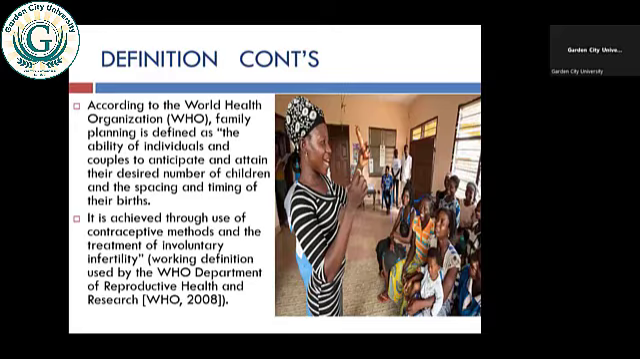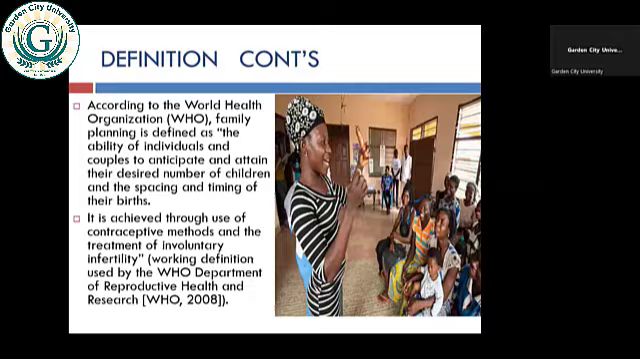According to the World Health Organization, family planning is defined as the ability of individuals or a couple to anticipate and attain their desired number of children and the spacing and timing of their births. It is achieved through the use of contraceptive methods and treatment of involuntary infertility. This definition and the first one are almost the same.